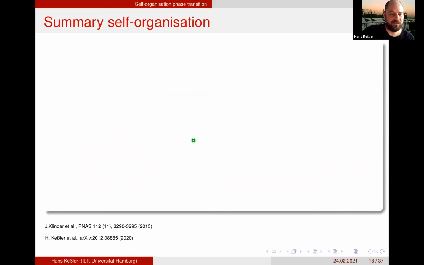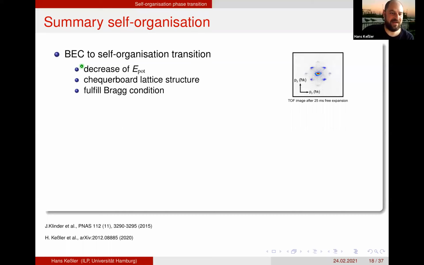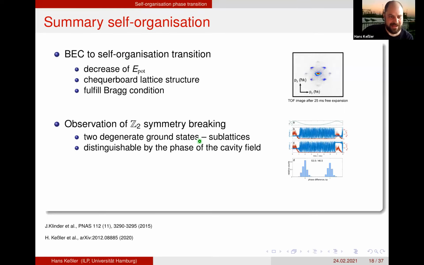Let me then summarize this part about the self-organization phase transition. We observe a phase transition from a BEC to a self-ordered phase, and the atoms self-organize in a checkerboard lattice structure and decrease their potential energy by resonantly, or constructively, scattering photons from the pump into the cavity and vice versa. Second, we can observe the Z2 symmetry breaking. There are two degenerate states in our system, so two different possible sublattices which fulfill the Bragg condition, and we can distinguish between them by measuring the phase difference between the pump field and the intracavity field.